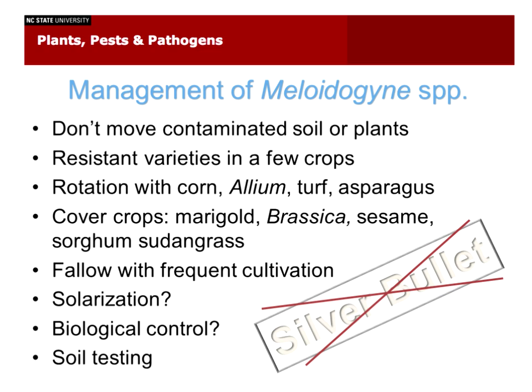And I even saw references to the use of sesame as an alternative crop, or sorghum-sudangrass, as ways of reducing these populations. Another option would be fallow, growing no plants on that spot, but frequent cultivation to expose the soil to the sun and to drying and reduce the population of nematodes that way.